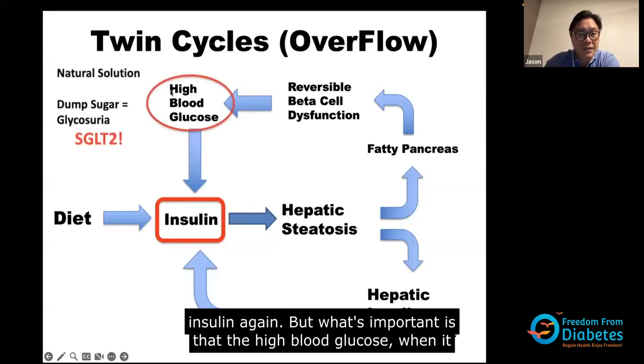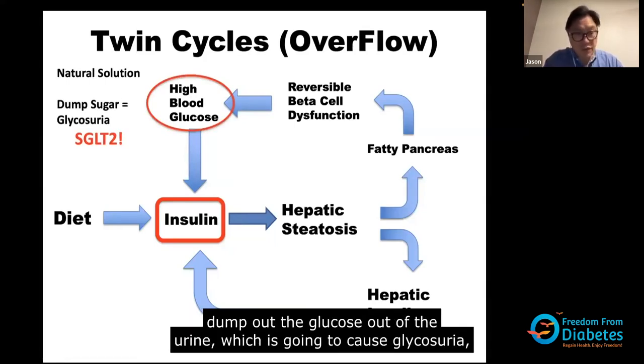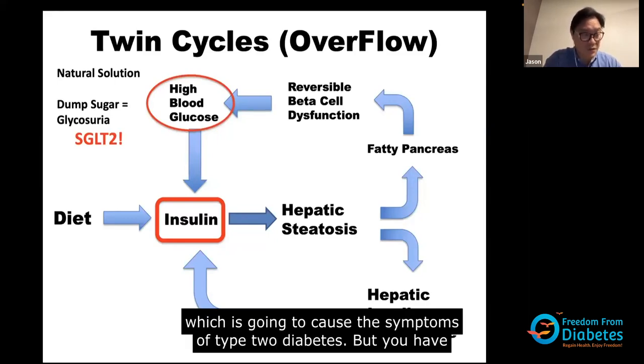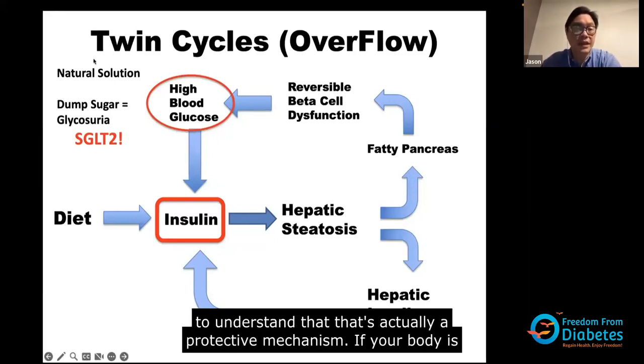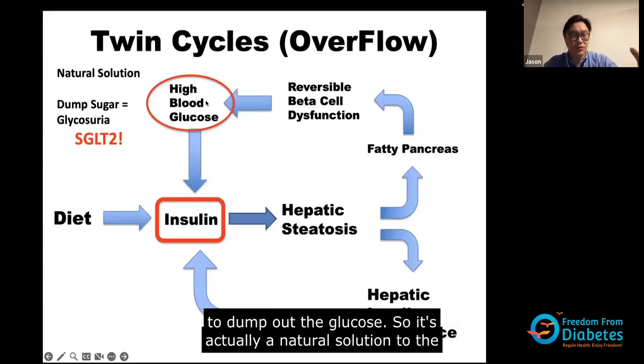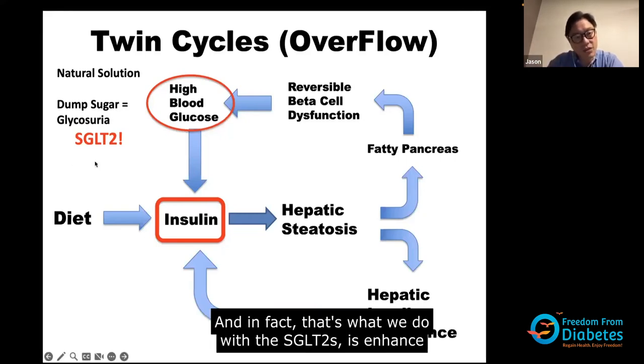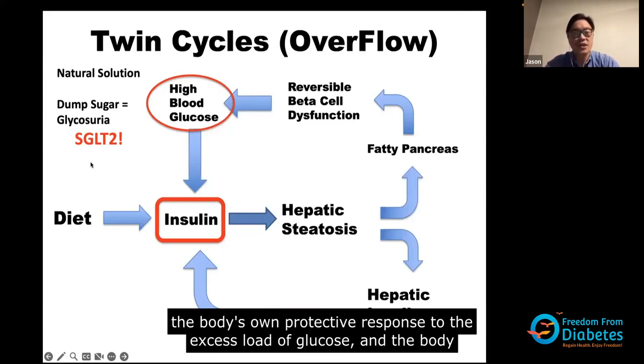But what's important is that when the high blood glucose exceeds the renal threshold, the body is going to start to dump out the glucose in the urine, which is going to cause glycosuria, which is going to cause the symptoms of type 2 diabetes. But you have to understand that that's actually a protective mechanism. If your body is dealing with too much glucose, this beta cell dysfunction is allowing your body now to dump out the glucose. So it's actually a natural solution to the problem. Yes, there are side effects of it, lots of symptoms and so on. And in fact, that's what we do with the SGLT2s, is enhance the body's own protective response to the excess load of glucose, and the body just dumps it out.